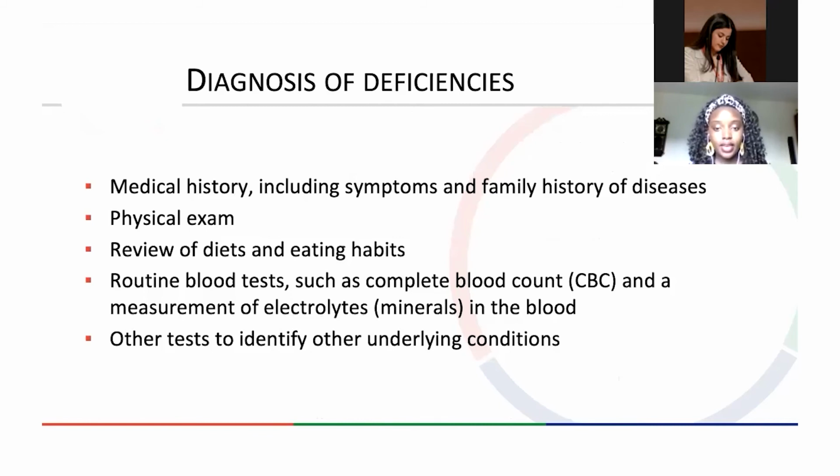So, like my colleague said, the diagnosis of these deficiencies can range from physical examination to signs and symptoms and also routine blood tests. So we have medical history, which is determined through a series of tests as well as family history of diseases, physical examination at your doctor's, and also the review of the diet that a patient has been eating over time, which is carried out through various dietary methods. And then we also have other tests to identify underlying conditions.